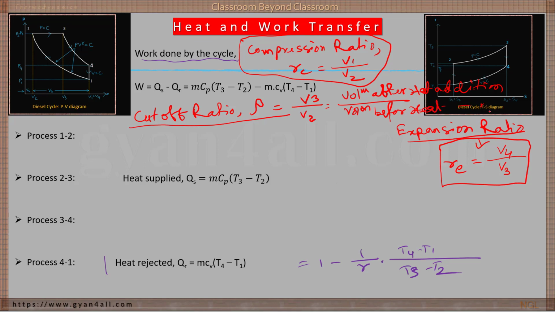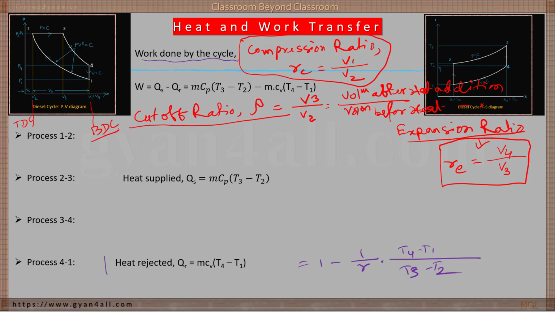So volume before heat addition is V2. Compression ends, and heat addition begins at point 2 and ends at point 3. Now during this time from 2 to 3, what happens to the piston? The piston moves from TDC to BDC. Very good.